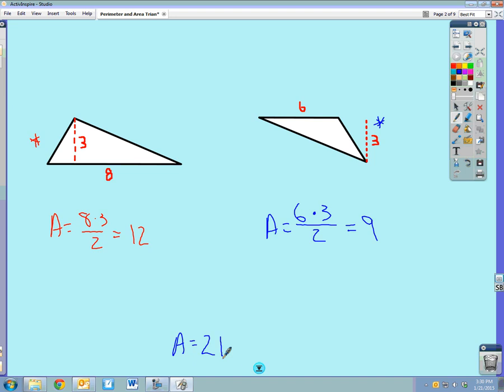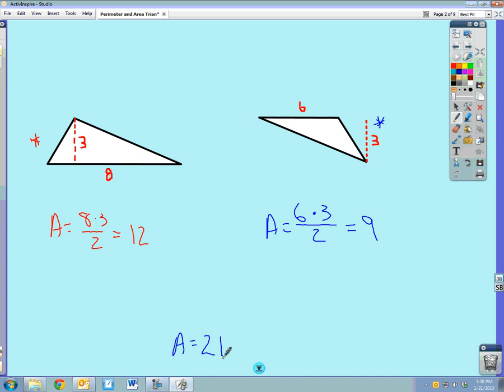Now let's figure out how we can do this every time without having to split it into triangles. You can always do this. For any test, quiz, whatever, you can always split it into 2 triangles, find the area of both triangles, add them together. It'll work. You can always do that. But if we had a formula, that might be a little bit easier, or at least a little bit faster.